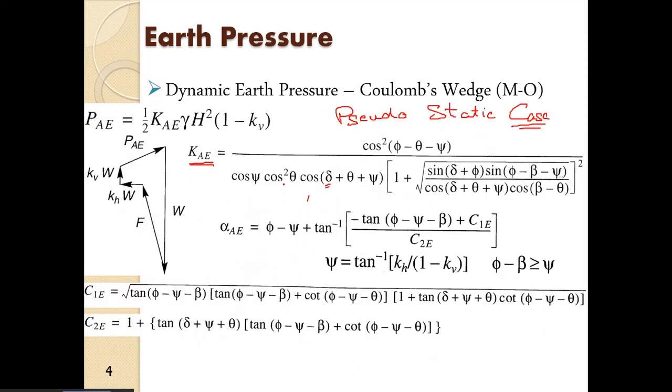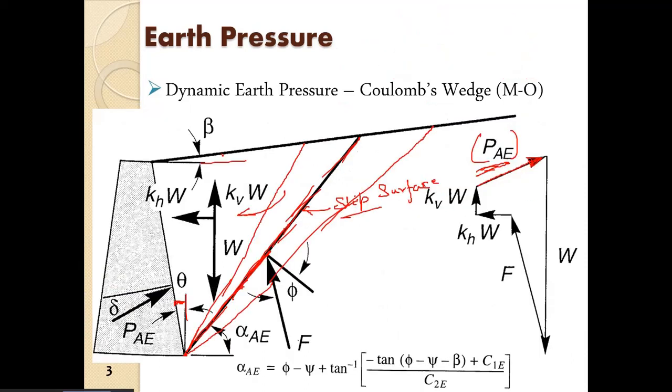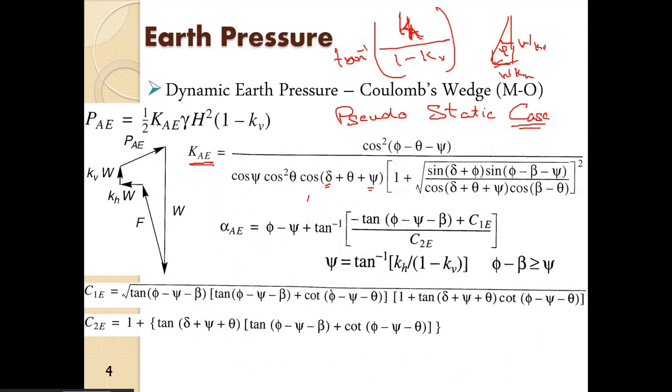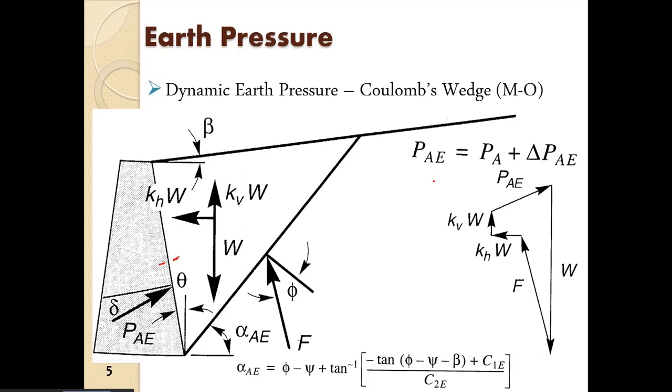Then we have psi. Psi is basically given by tan inverse of kh by 1 minus kv. It is the angle of the resultant, if we consider this is W kh and this is W kv, and we obtain one resultant at the angle psi. Then beta is the angle of inclination of the backfill. Phi is the angle of internal friction of the soil. One thing missing here is obviously the cohesion component of the soil, if there is cohesion.